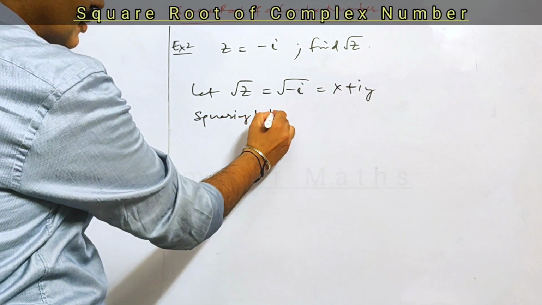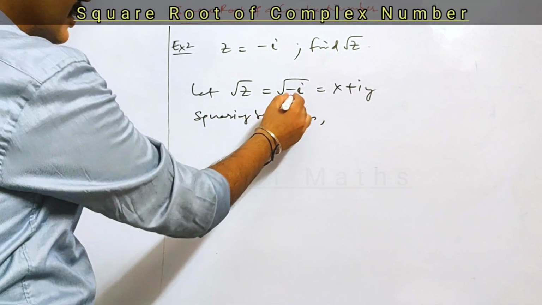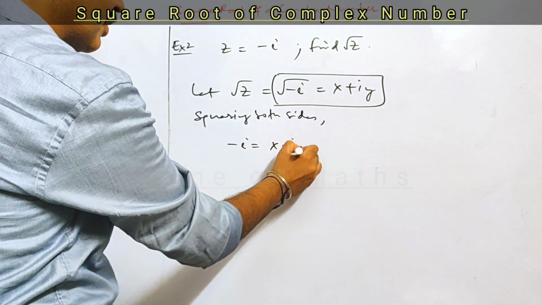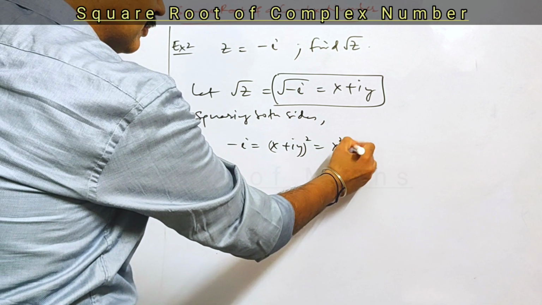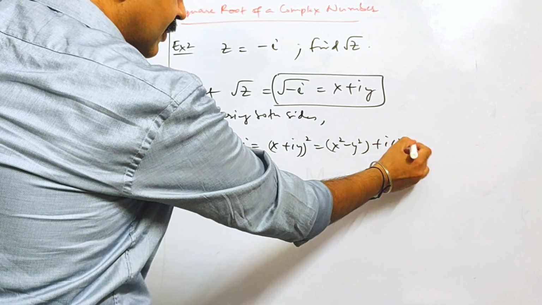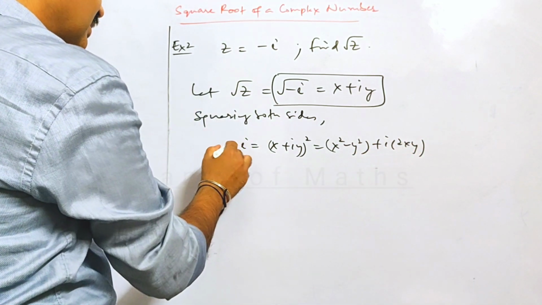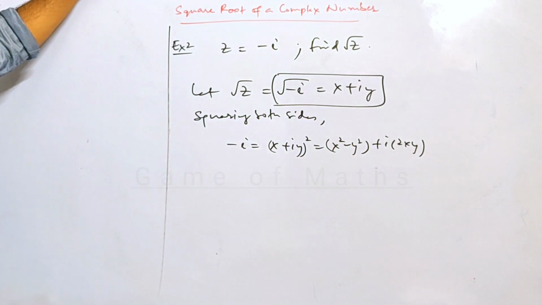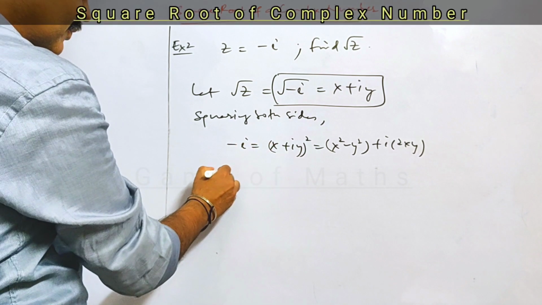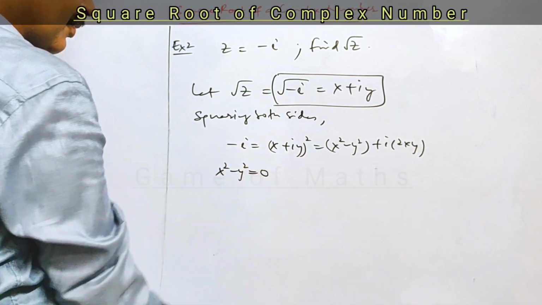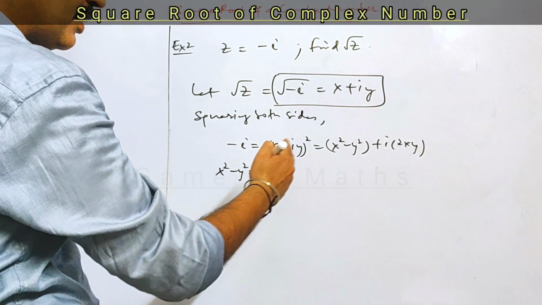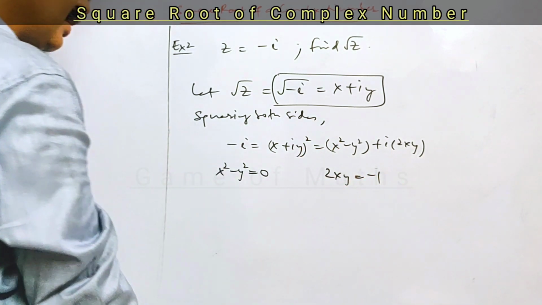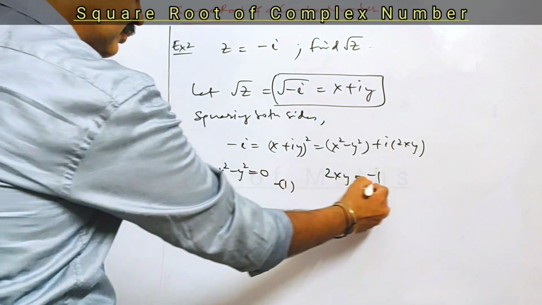We'll follow similar steps now. We'll square on both sides. If you square on both sides, you'll get minus iota equal to x plus iota y whole square. Now on the two sides, the left side and the right side, we'll equate real parts as well as imaginary parts. If we equate real parts, we'll get x square minus y square equal to 0. And if we equate imaginary parts, we'll get 2xy equal to minus 1. These are the two conditions obtained.